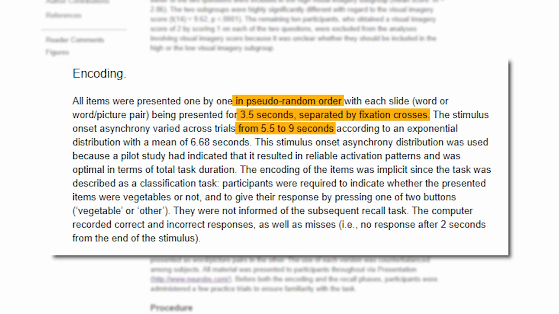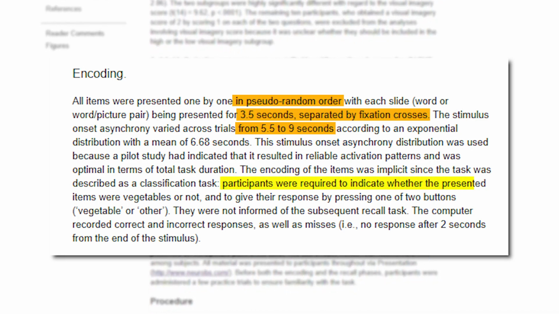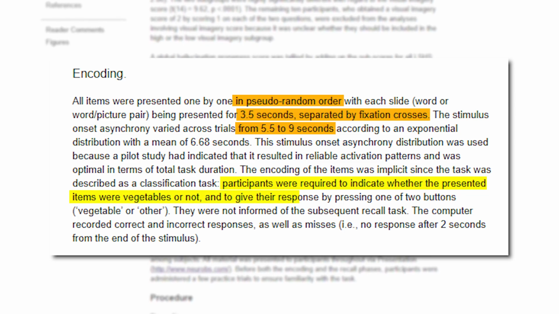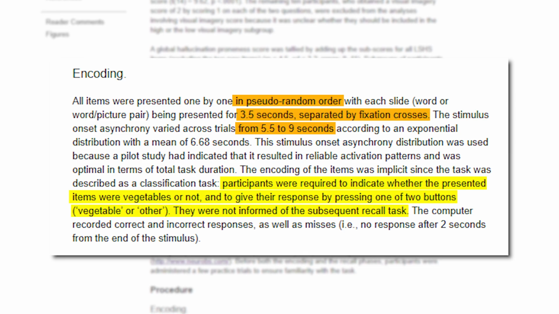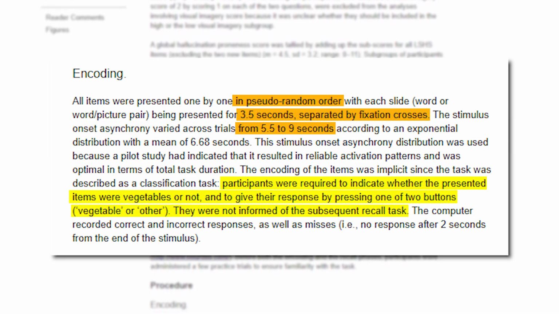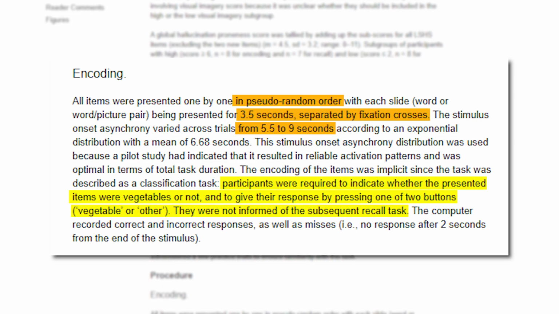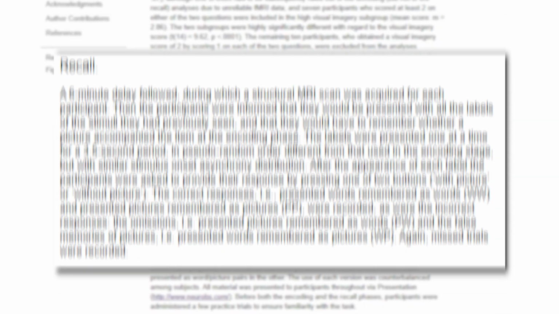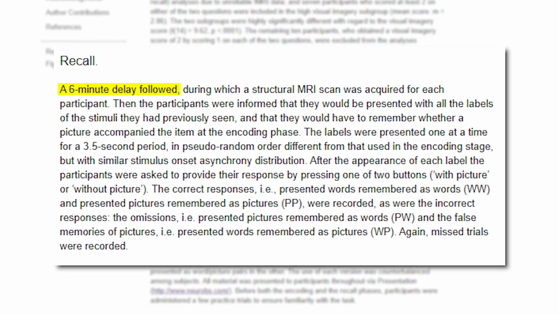optimized for reliable activation patterns based on a pilot study. Participants performed an implicit encoding task by classifying items as vegetables or other using a button press, unaware of a later recall task. The computer recorded correct and incorrect responses as well as misses. However, since there were very few responses that were scored as a miss, that data was not modeled within the dataset.